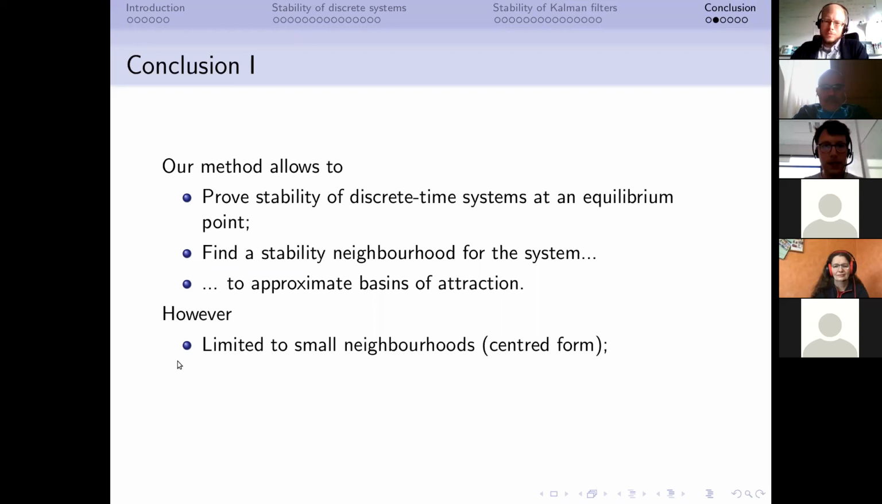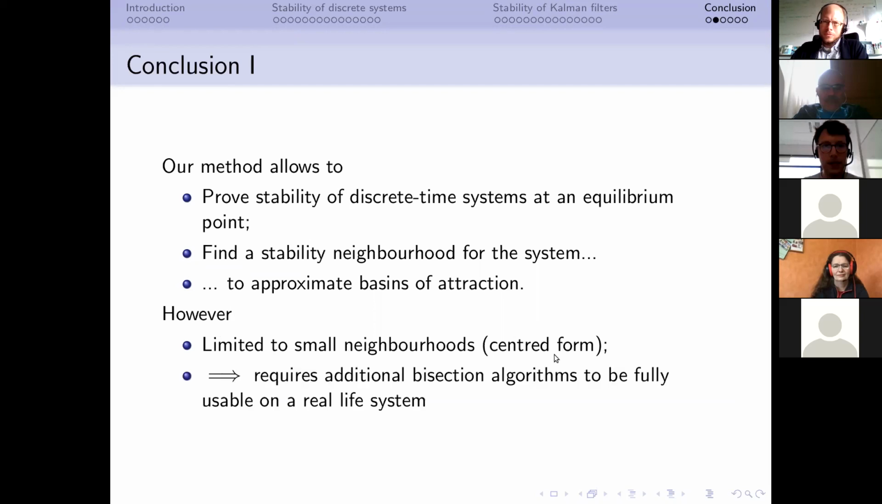However, as we have seen, our method is limited to small neighborhoods only because we use the centered form. And to approximate basins of attraction, we will need bisection algorithms to use our methods on real-life systems. So it's a bit of a limitation, but at least we can provide an initial neighborhood to initialize these bisection algorithms.